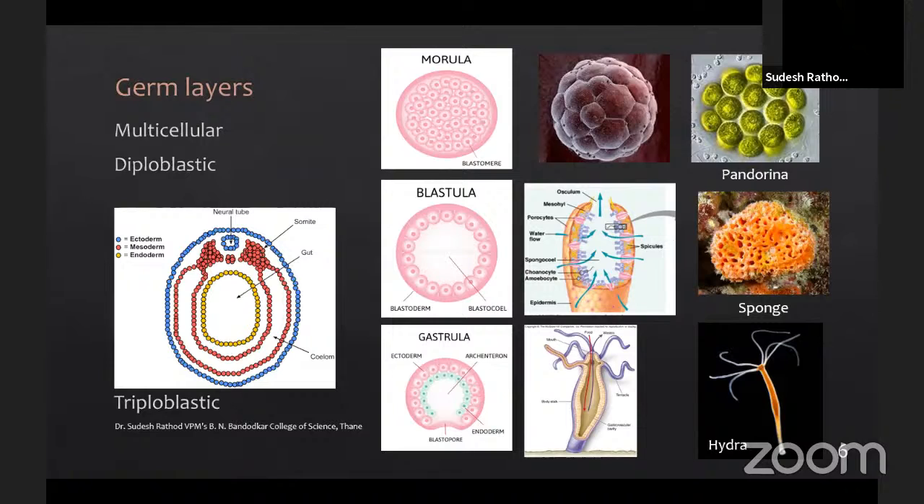So these are the three stages in egg development, that is morula, blastula, and gastrula. Now it is fixed, I think. Now let us talk about why I am displaying all three stages here.